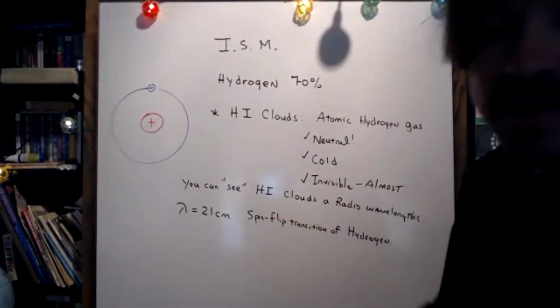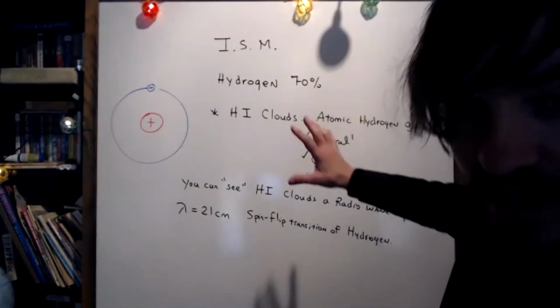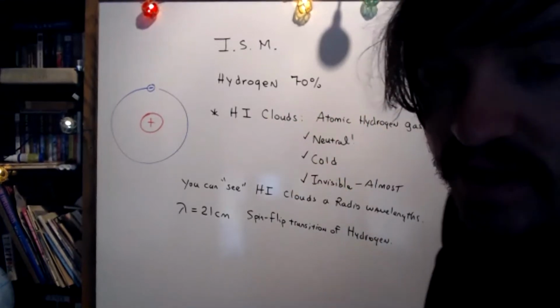The H1 clouds are not part of star formation, but we believe that they make up a giant part of the mass of a galaxy. And mapping that out is important if we want to understand where the mass is distributed in the galaxy.